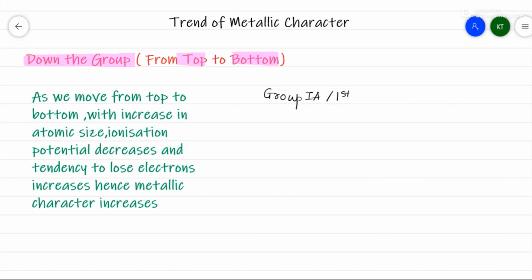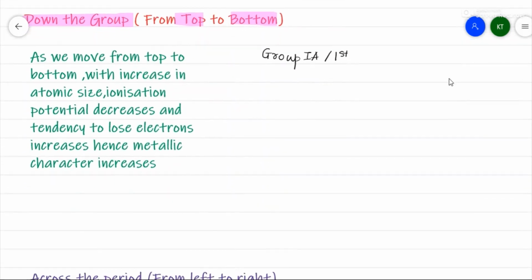The elements present in this particular group are lithium, then I have sodium, potassium, rubidium, and cesium. So lithium, sodium, potassium, rubidium, cesium. Now here I am not considering hydrogen. In all our previous videos we have considered hydrogen, but here I am discussing metallic character, and hydrogen is not a typical alkali metal. That's why I am skipping hydrogen.